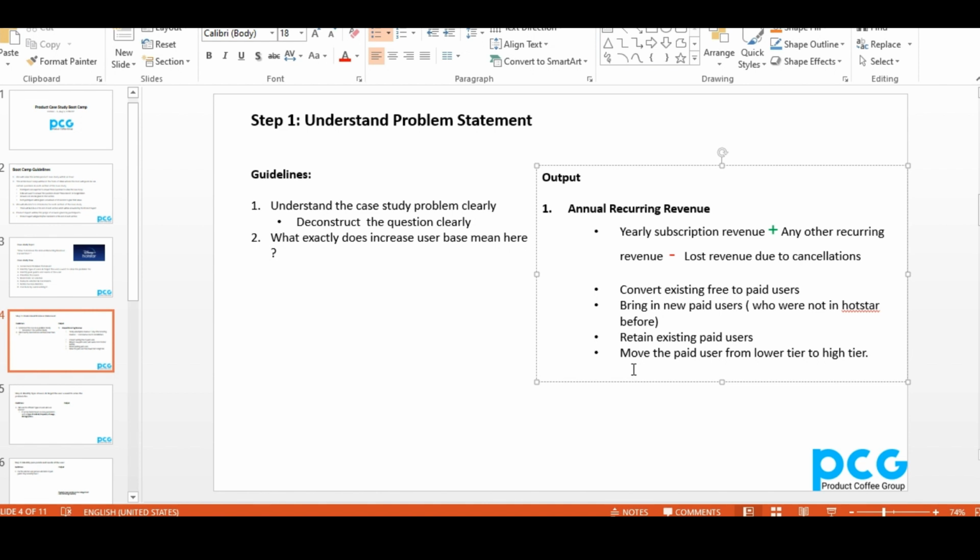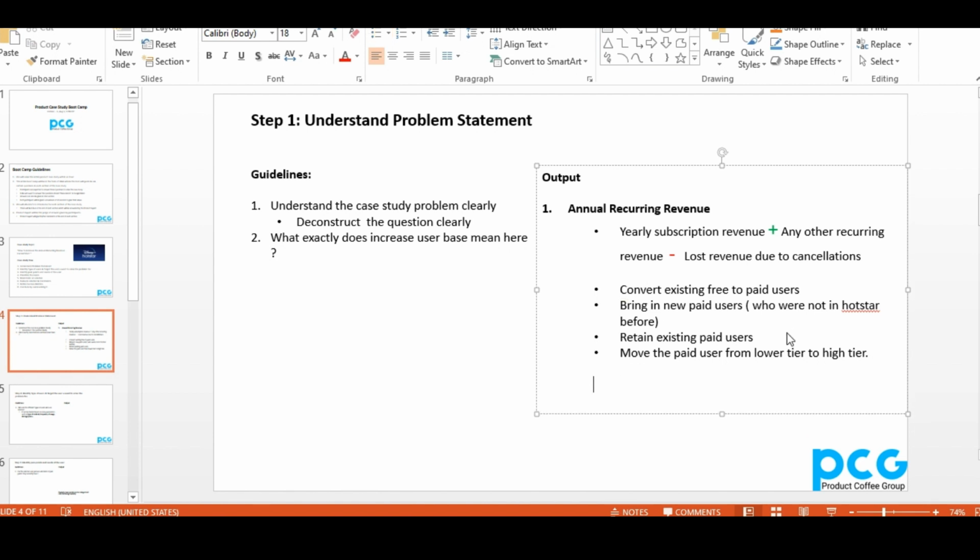So when we talk about annual recurring revenue, obviously you have to break it down into the different revenue streams that the organization might have, right? And you might not be privy to all the different ways in which Hotstar is currently monetizing, right? So what I would do is first call out the different sources of revenue that I understand today, right? Exactly the question that Shayan was asking.